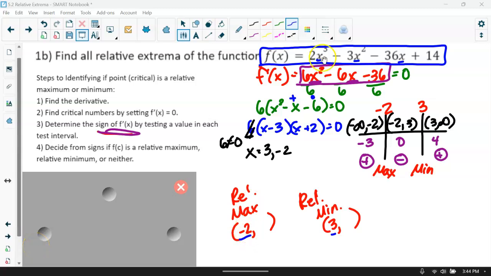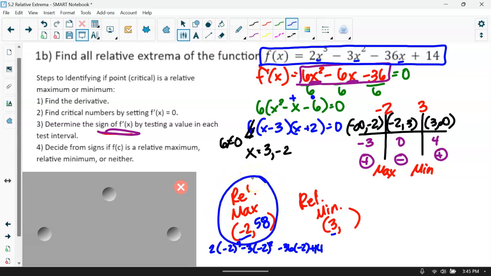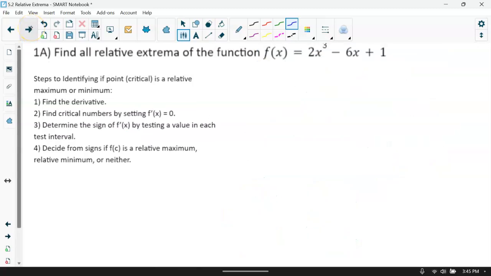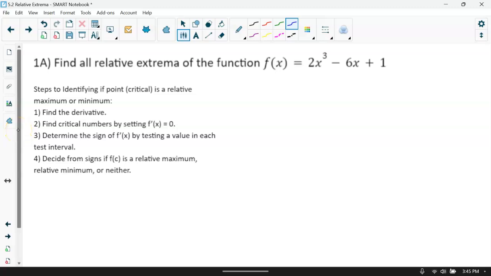When you substitute negative 2 in for x, right? So again, this is 2 times negative 2 to the third minus 3 times negative 2 squared minus 36 times negative 2 plus 14. You should get a value of 58. So that is where the relative maximum value is. So then same thing here, when you plug in x with a value of 3, you should get negative 67. That is the location of the relative minimum. So go ahead and pause the video now and try this one on your own.